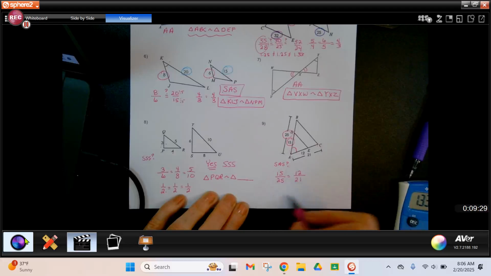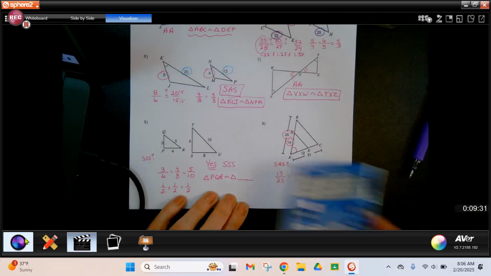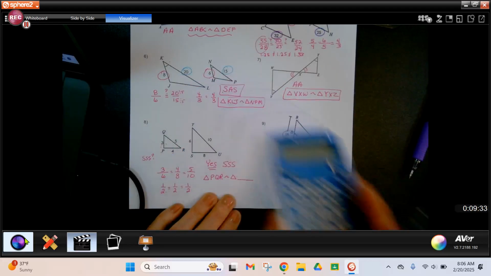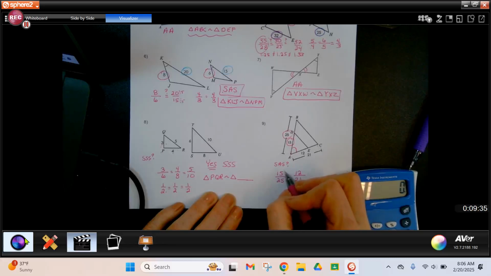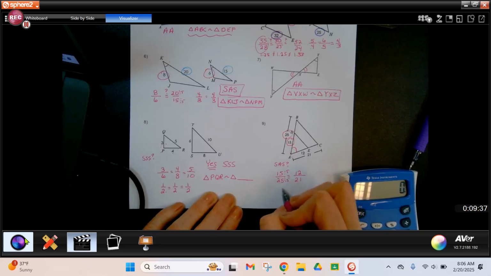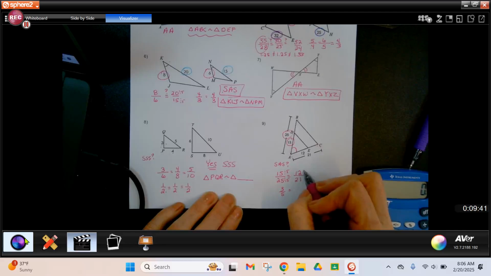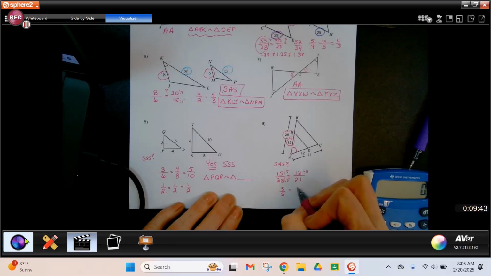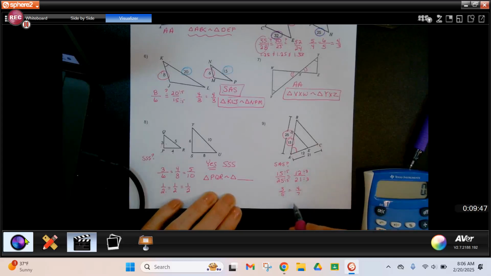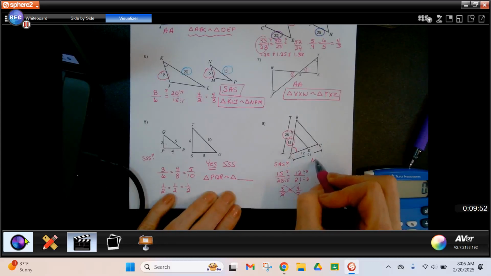All right, can this be simplified? And now you could use your calculator as well. Remember, you can simplify these. Okay, I could divide these by 5 and divide these by 5, and I get 3 over 5. And if I divide this by 3, I get 4. If I divide this by 3, I get 7. And notice these 2 are not equal, so these are not similar.